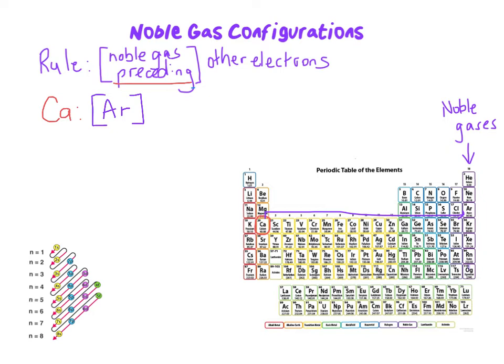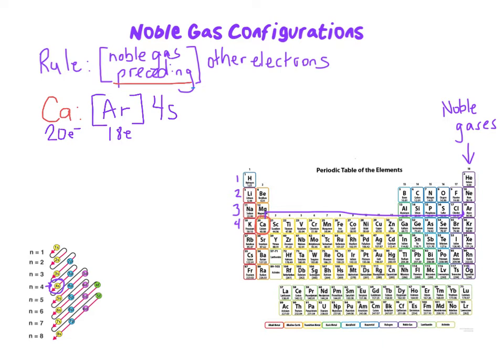Okay, so if I number real quick all my rows, you'll notice that calcium is in row 4. So because calcium is in row 4, I'm going to start at energy level 4, which is right here, and I'm going to start at 4s. 4s is here, okay? Argon configured 18 electrons, and calcium has a total of 20, because it's number 20.